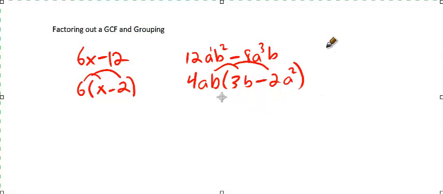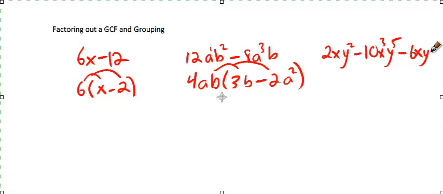Alright, let's try another one here. Let's go with 2xy squared minus 10x cubed y to the 5th minus 6xy to the 4th. When we look at this, we want to look at the numbers, then the x's, then the y's. So what number can you take out? Well, everything's even. Always look at your smallest number. Does 2 go into everything? It does. You can't go any bigger than 2 because you can't take more out of 2 than 2.